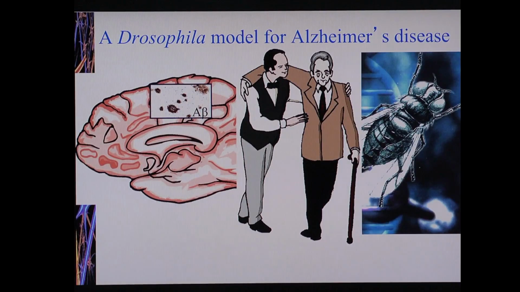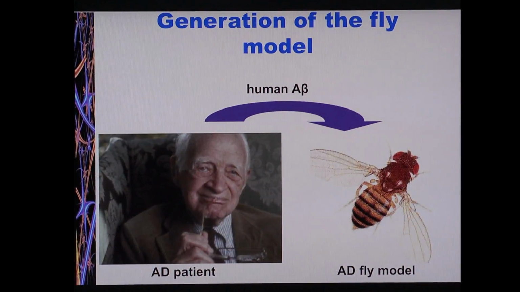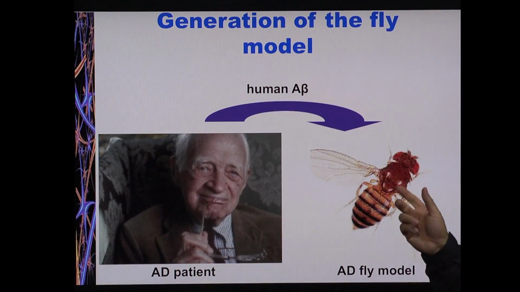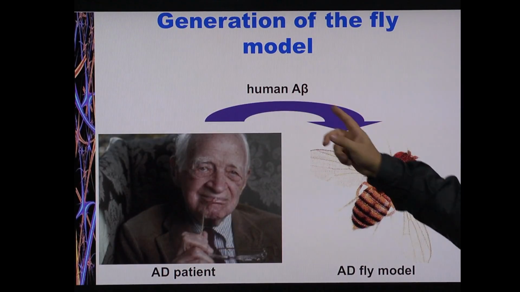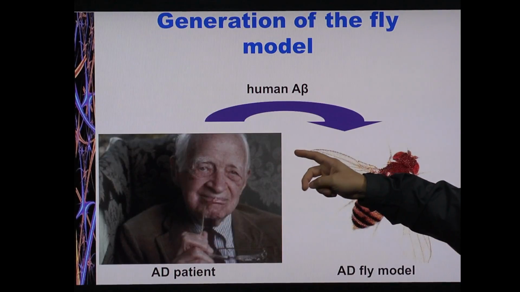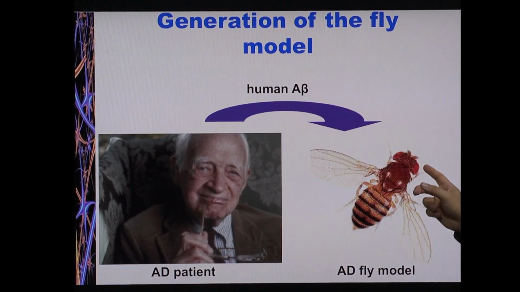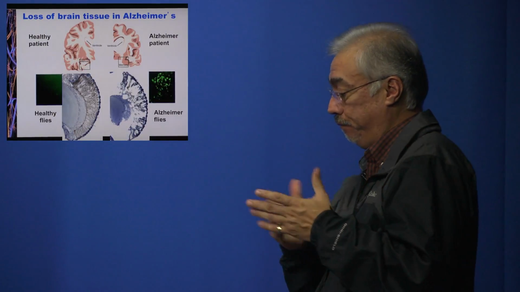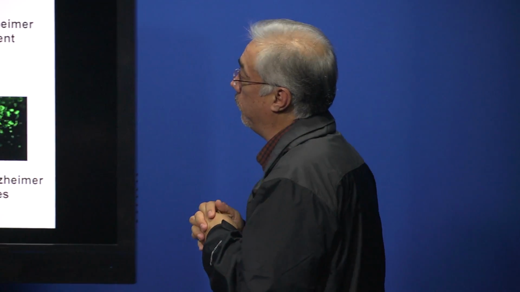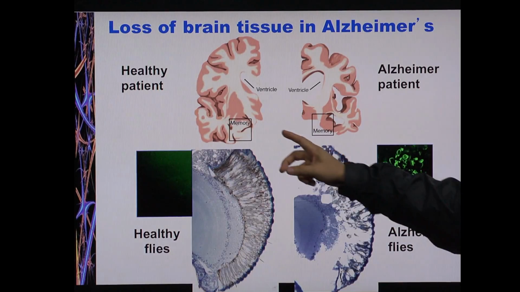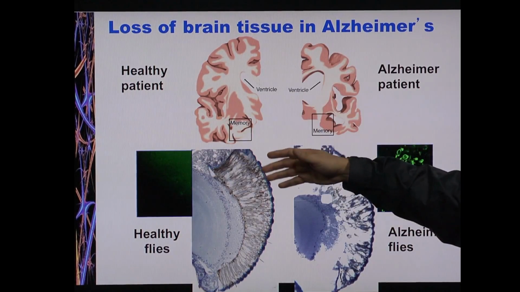So that was good for us because, okay, well, the fly doesn't have A beta. Now let's bring the human A beta from sick people, and then we just trigger the production of amyloid beta in the brain. And to our surprise, we got a model of Alzheimer's. So you can see right here, this is a section through the brain of a healthy individual.